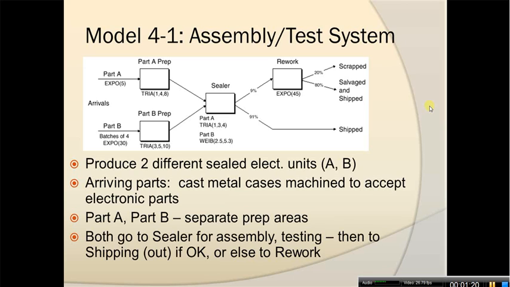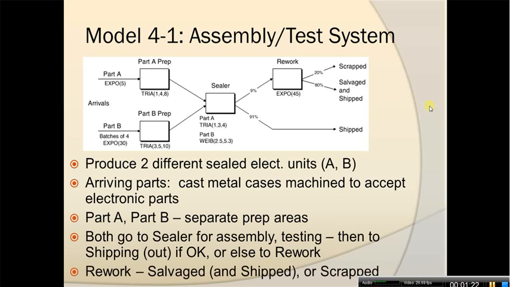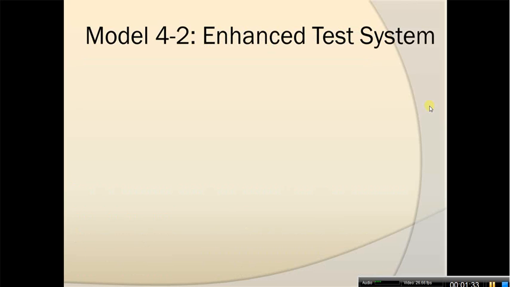Otherwise they go to rework. And after the rework is done, there's another test that determines whether the parts are salvaged and can be shipped, or they must be scrapped. Now in this lecture we consider model 4.2 from the textbook, and that's the enhanced test system.